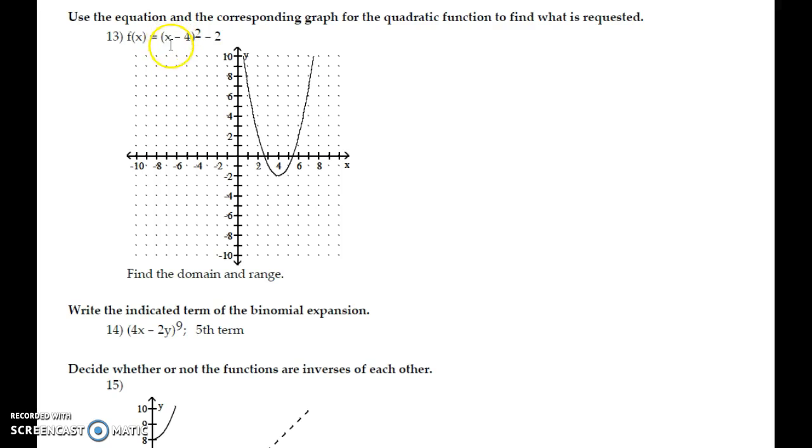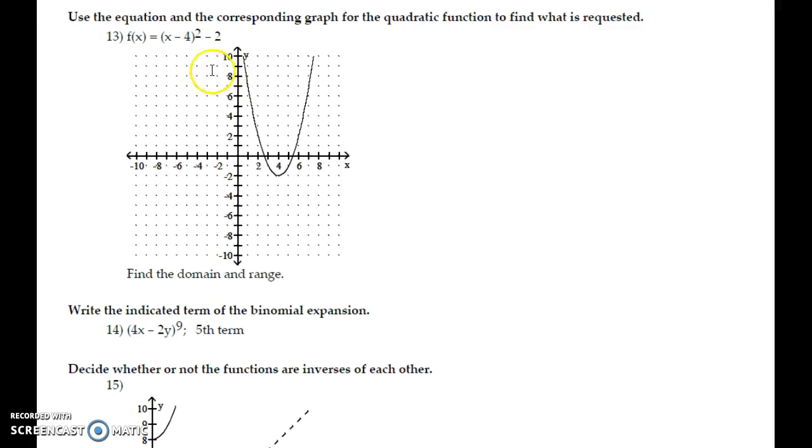And you can see, you can't imagine a number you could put in here and it would give you an error back or something's wrong. So that means every number works from the domain. You can put any number in the world you want in here, subtract 4, square it, and minus 2, and get an answer. So every number is from the domain.